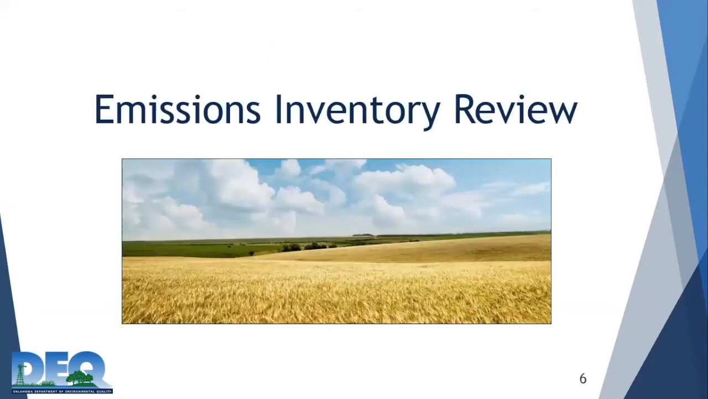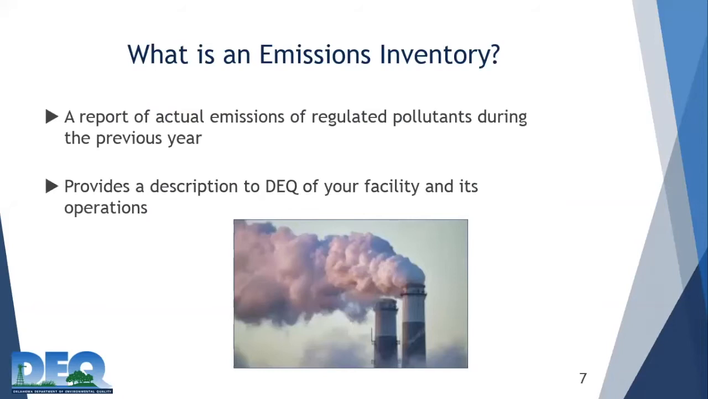So review first. An emissions inventory is just a report of actual emissions of regulated pollutants during the previous calendar year. You're basically telling us what equipment you have on site, how long those processes ran, and you're calculating your actual emissions, not your potential to emit.